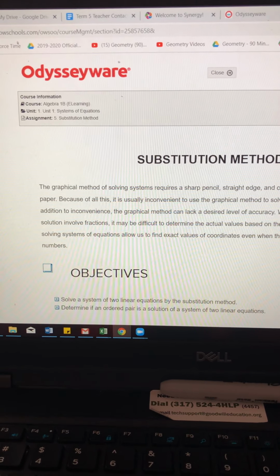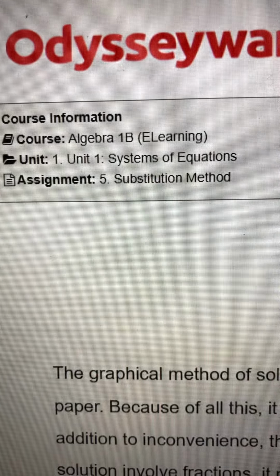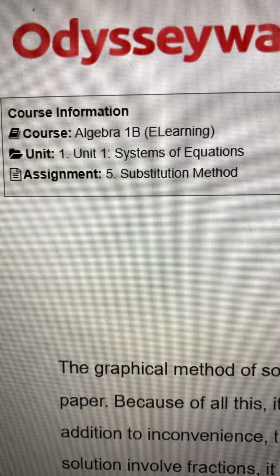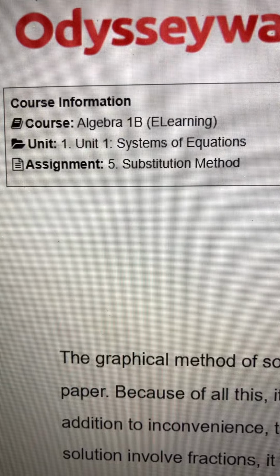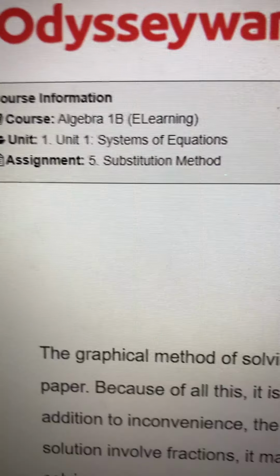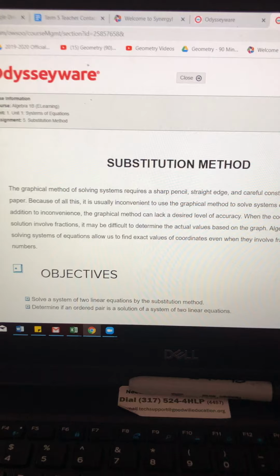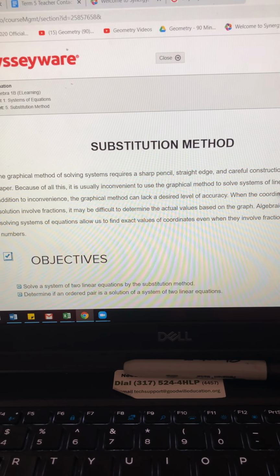Okay, this is the next recording for Algebra 1B. We are now still on Unit 1, but we are on Assignment 5. So you should have completed the first 3 assignments and taken your first quiz. This lesson is on the substitution method.